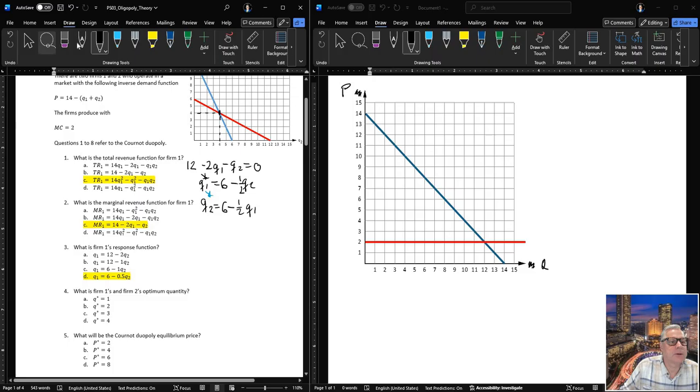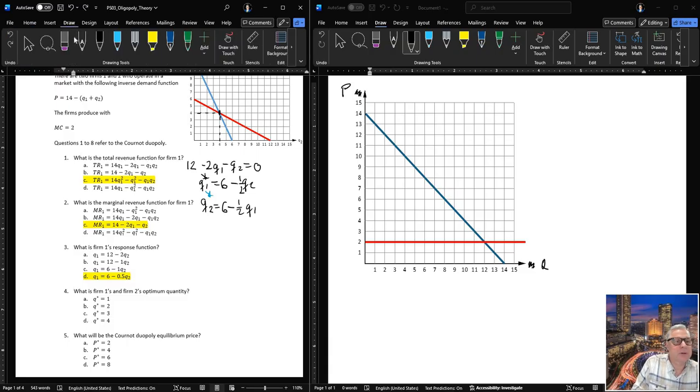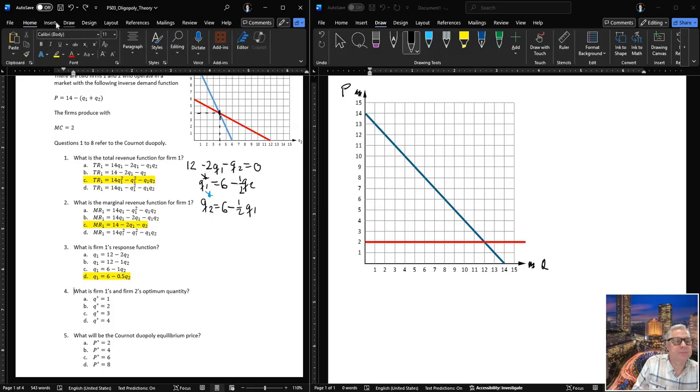Okay, so why can't I? Okay, the optimum quantity is 4. I don't know why I can't. Because it's still... Okay. Well, let's do it like this.